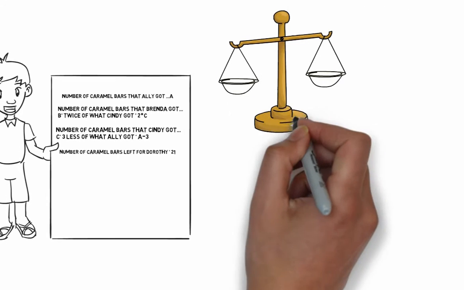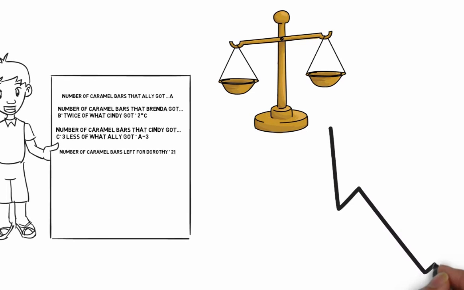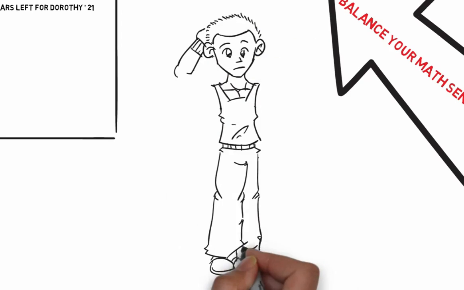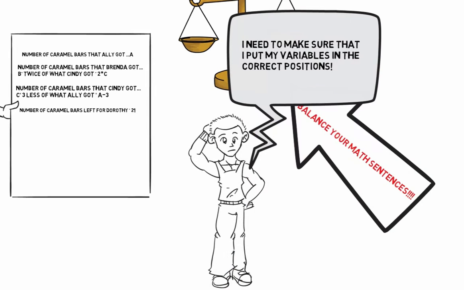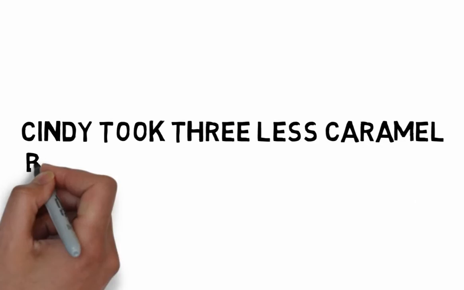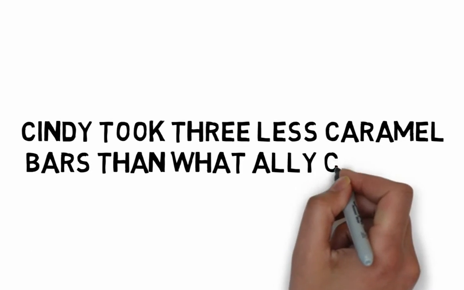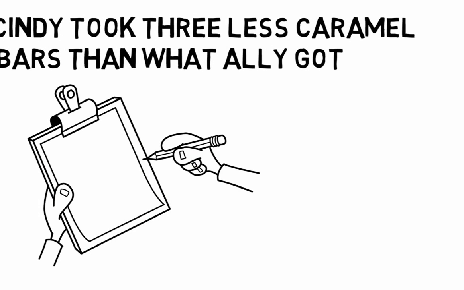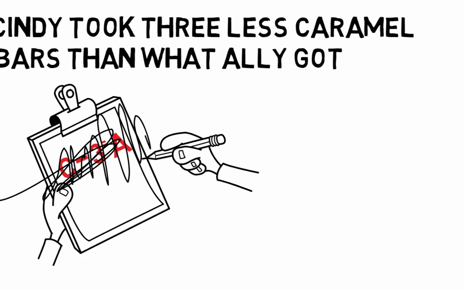At this point, we use the keeping the scale balanced technique we learned earlier. Remember that this step is very crucial. Any error committed in representing the variables here will be carried to our final answer. Just going back a little on that, let's take the phrase, Cindy took 3 less caramel bars than what Allie got. We can't simply write it as it appears in the sentence, say, C minus 3 equals A. That would make everything wrong.